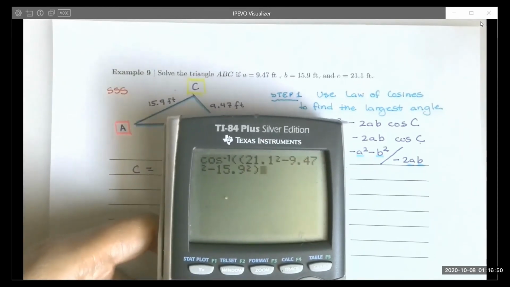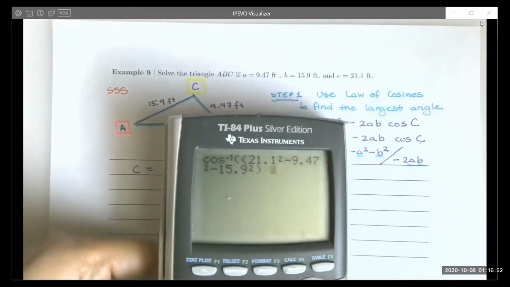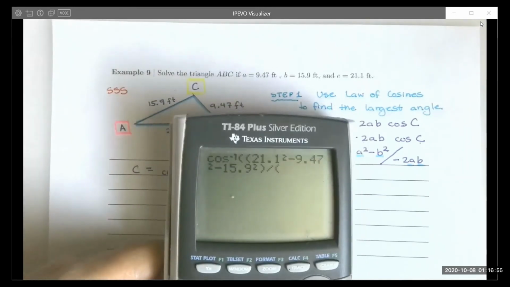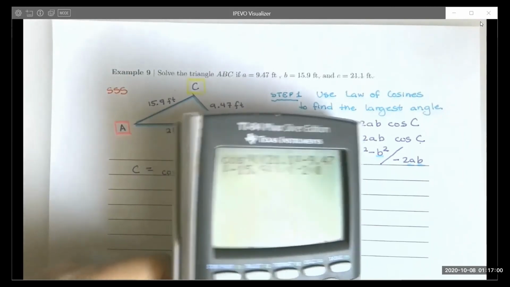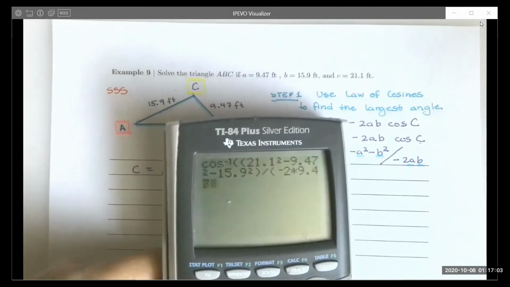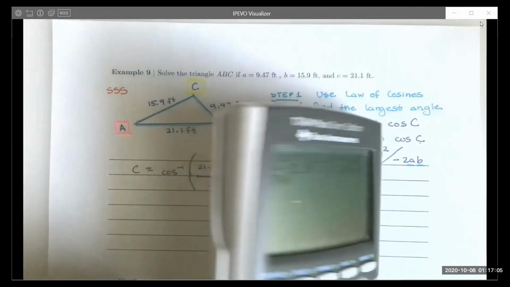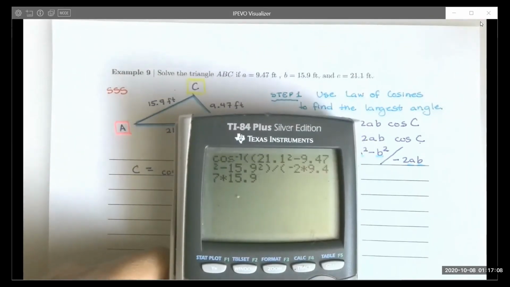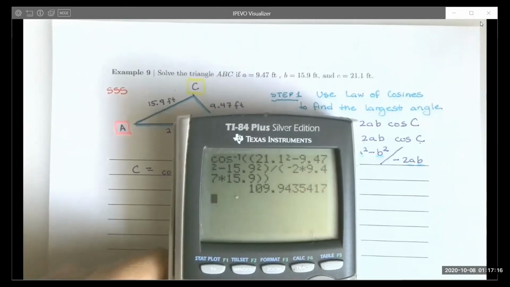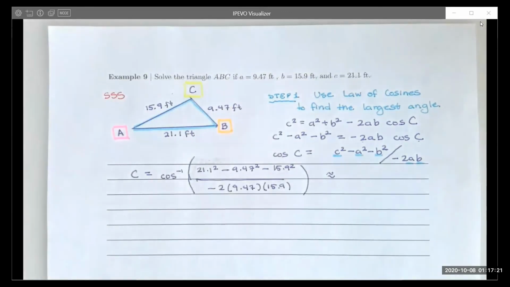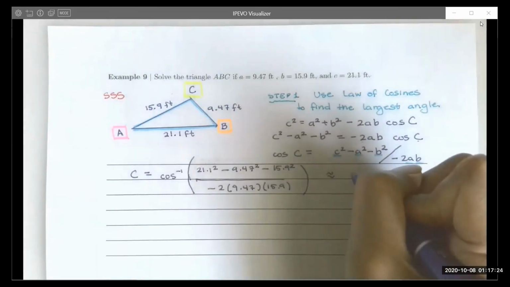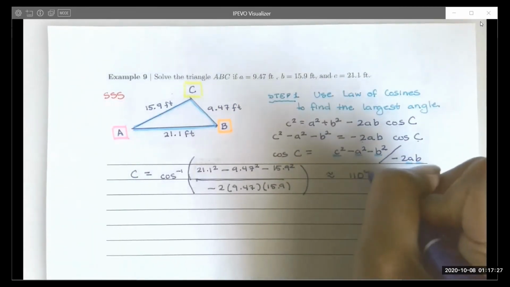Okay, and then close the parentheses to close the numerator, divided by, I'm going to open parentheses to encompass the denominator, negative 2 times 9.47 times 15.9. Okay, so now I'm closing the denominator and then closing the cosine inverse, and that gives me approximately 110 degrees. I'm going to round to the nearest whole degrees. So approximately 110 degrees.